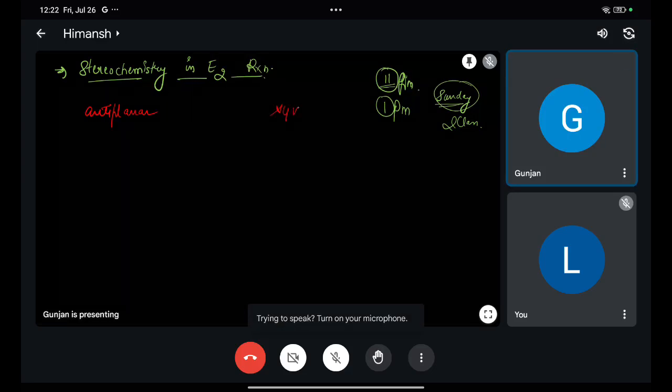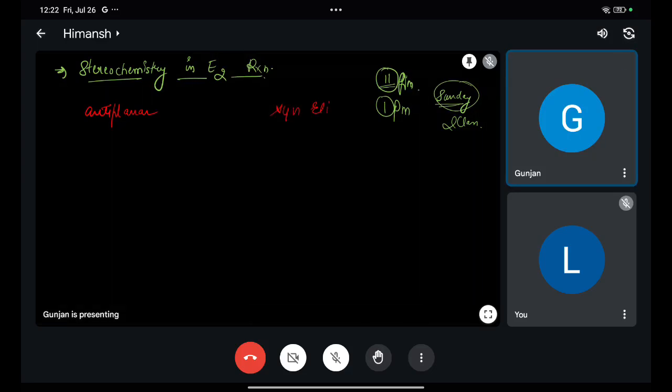In elimination and anti-elimination. In syn elimination, there is a repulsion between the leaving group.